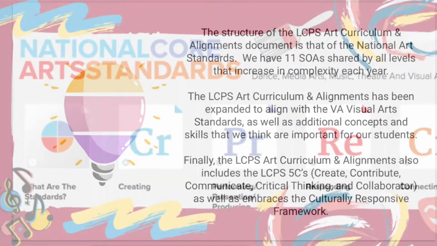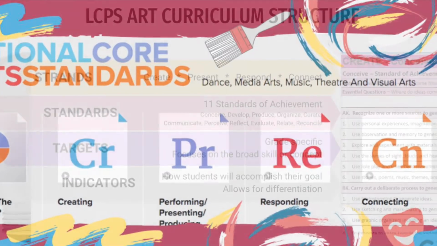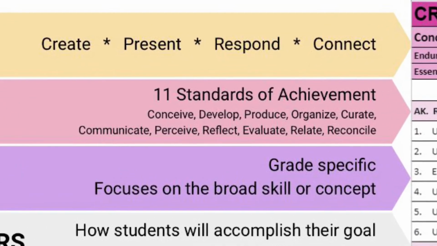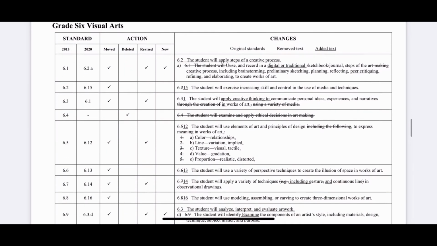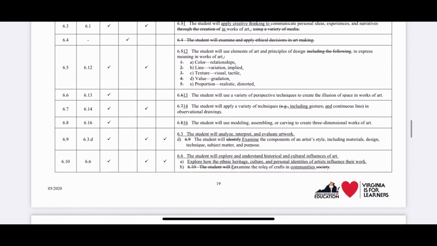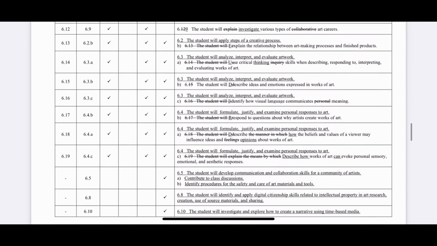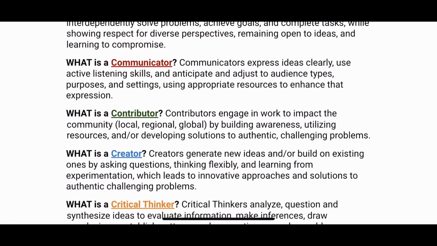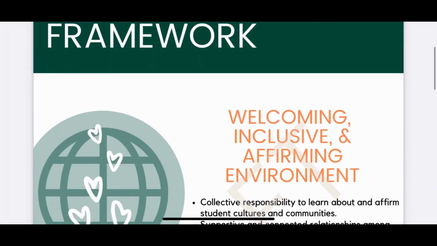The structure of the LCPS art curriculum and alignments document is that of the National Art Standards. We have 11 SOAs, or Standards of Achievement, shared by all levels that increase in complexity each year. The LCPS art curriculum and alignments has been expanded to align with the Virginia Visual Arts Standards, as well as additional concepts and skills that we think are important for our students. Finally, the document also includes the LCPS 5 C's: create, contribute, communicate, critical thinking, and collaborator, as well as embraces the culturally responsive framework.